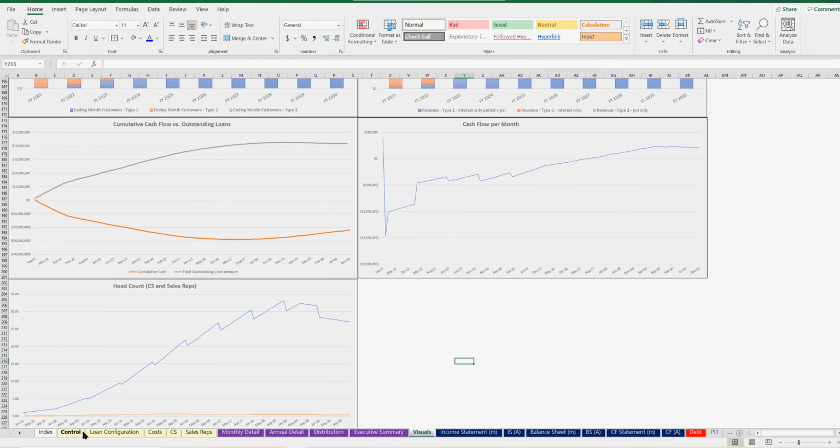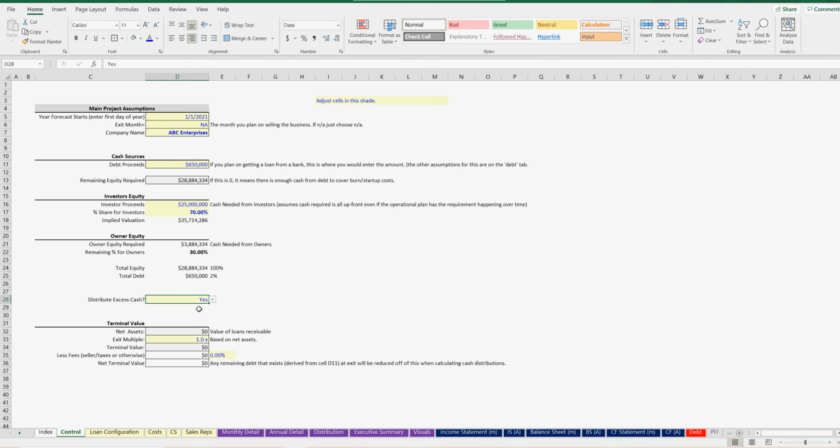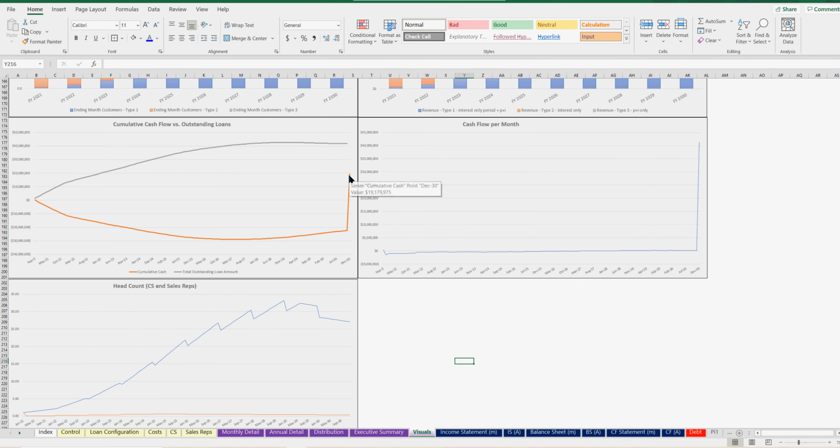But if there's an exit value, let me put yes here. Or I mean, if we're distributing excess cash and there is an exit month, you can see that pops up, and essentially that tells you what this is versus the net cash flow of all the operations, which is about positive 19 million.